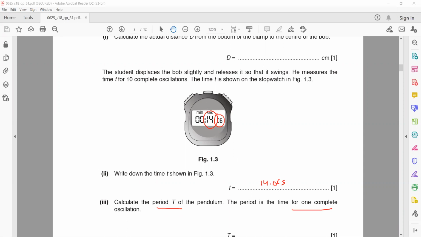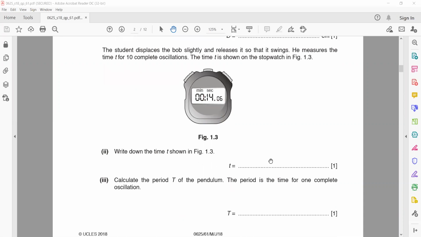Then calculate the time period for one oscillation. This is the time for 10 oscillations. How to get the time for one oscillation? This 14.06 seconds is the time for 10 vibrations. So if we need it for one, then we divide by the number of vibrations. That is 1.406, and because you have two decimal places, it will be 1.41.